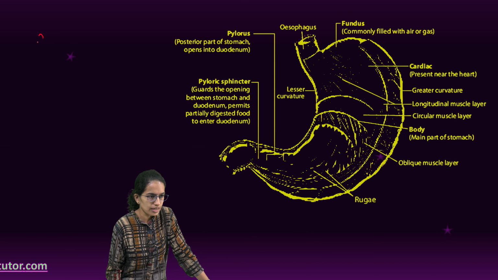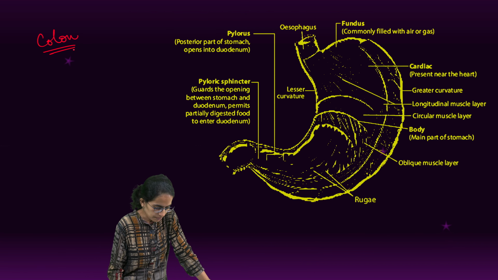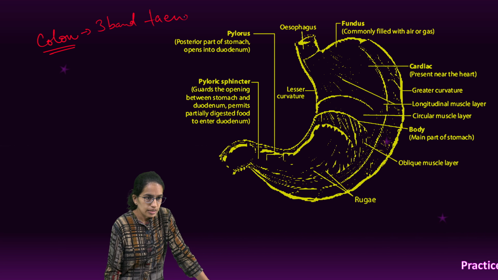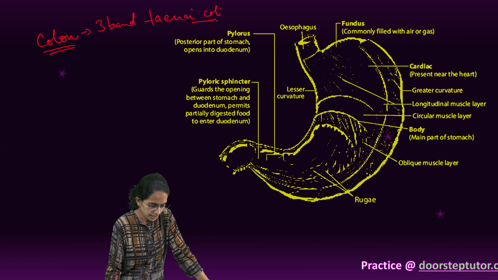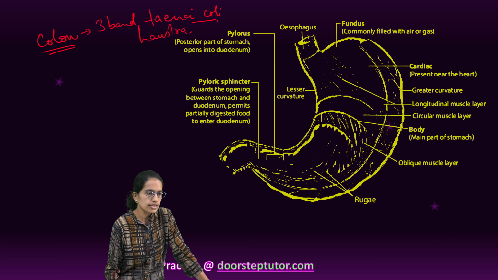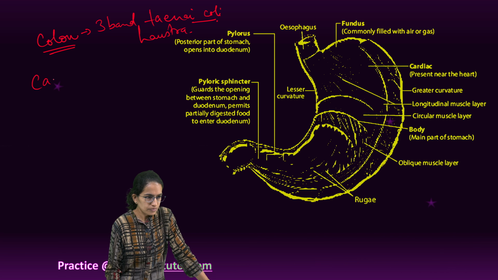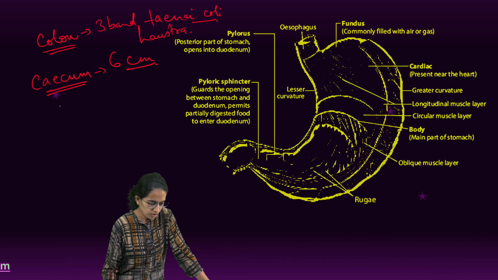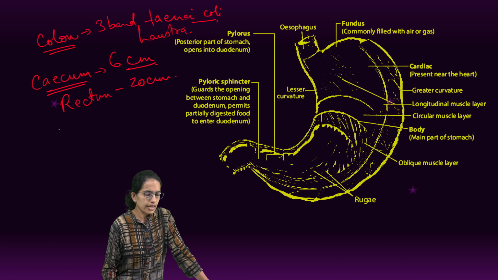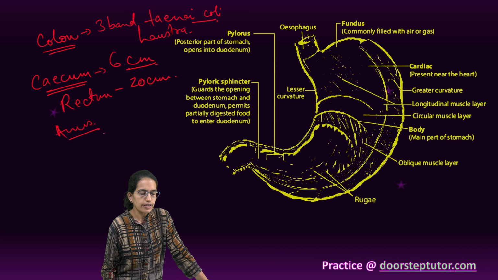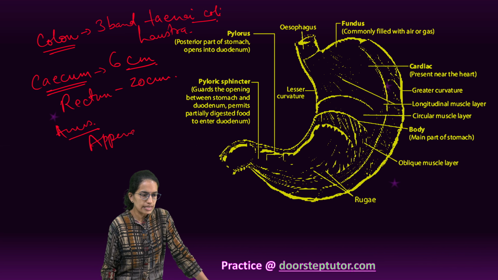Coming on to the large intestine. The first important segment is the colon, which has around 3 different bands. These are known as the Taenia coli bands, right? And there is a pouch called the haustra. Next to it is the cecum. The cecum is around 6 centimeters long. Then is the rectum, which is around 20 centimeters. Then is the anus, which is controlled by the sphincter, and another vestigial part which is known as the appendix.